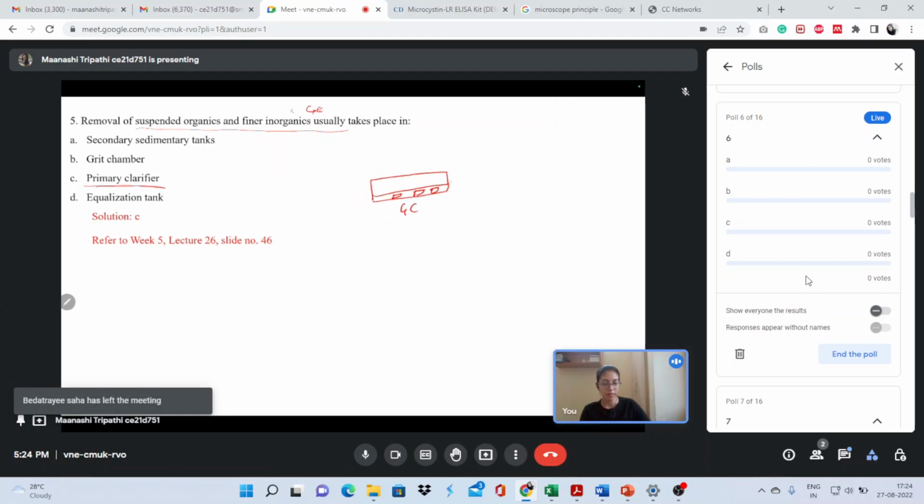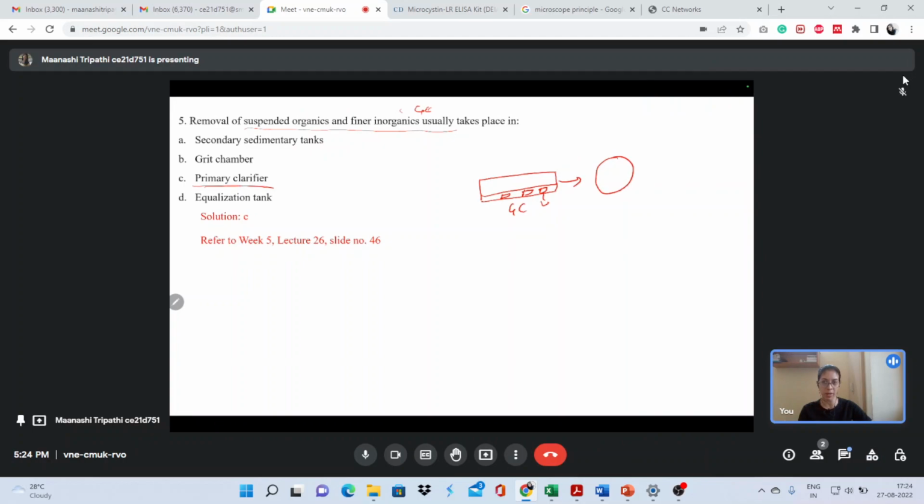Next, when we talk about primary sedimentation tank, these inorganics are settled. So there will be some small inorganic particles that will be settled in the primary sedimentation tank, and some organic particles will also settle. So answer will be primary clarifier or primary sedimentation tank or PST. We'll move towards the next question.